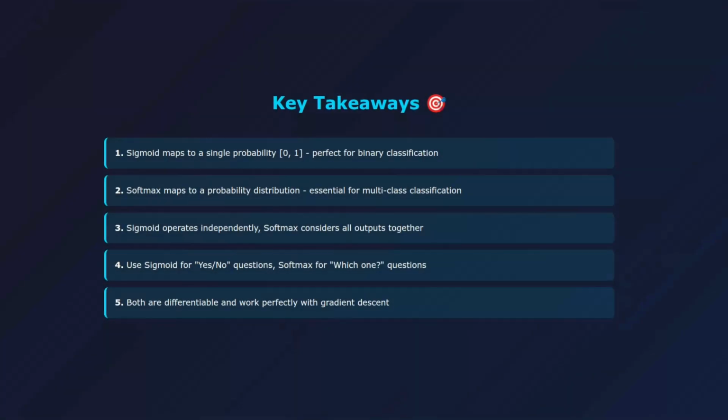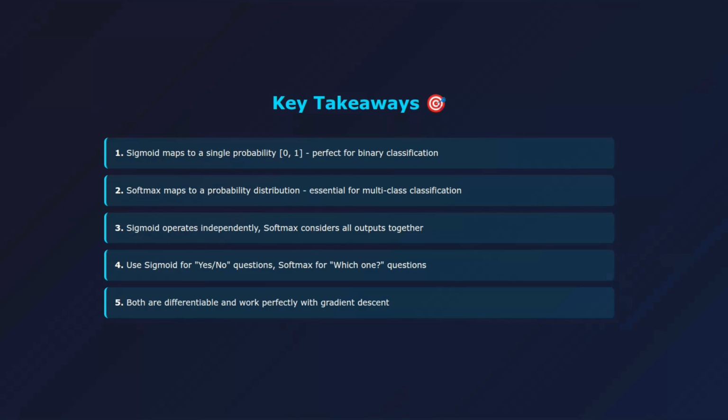Let's wrap up with the key takeaways. 1. Sigmoid maps to a single probability between 0 and 1, perfect for binary classification. 2. Softmax maps to a probability distribution across multiple classes, essential for multi-class classification.